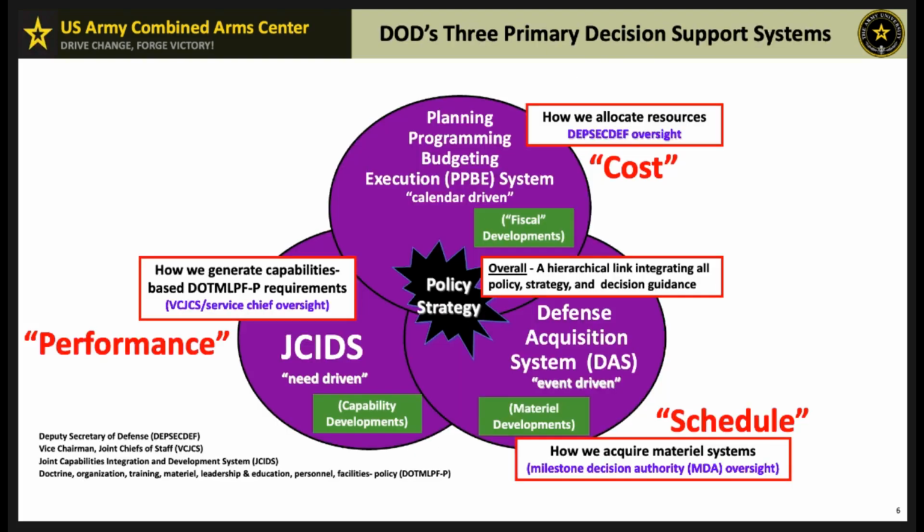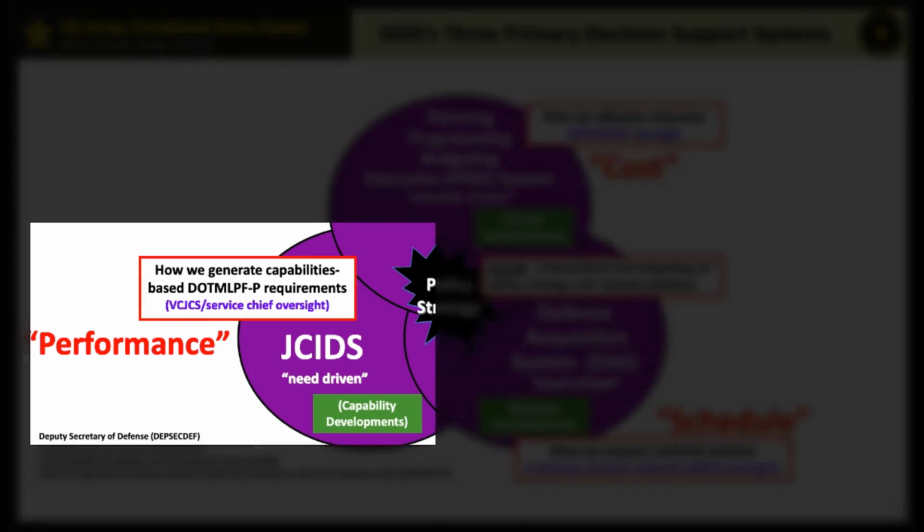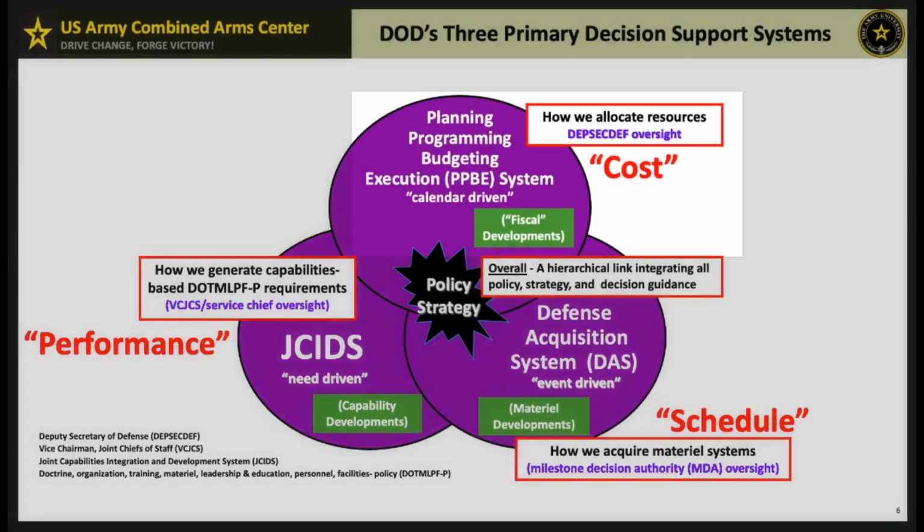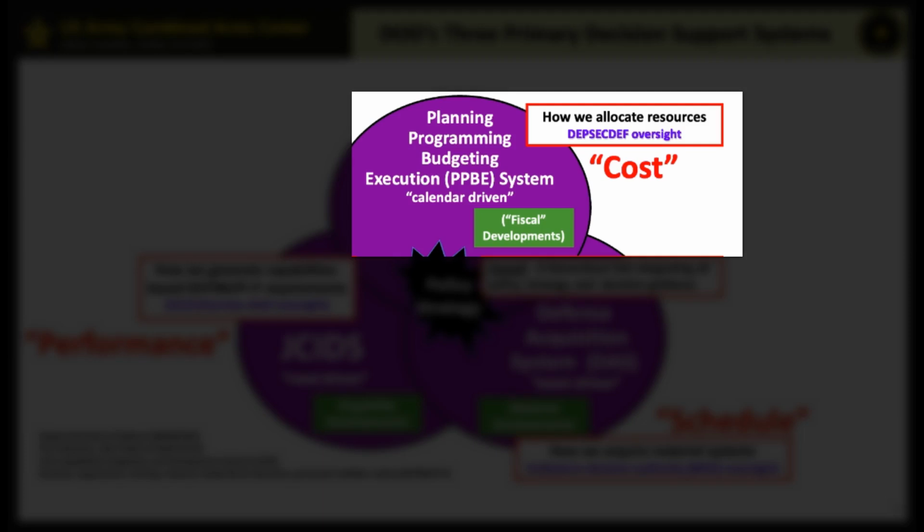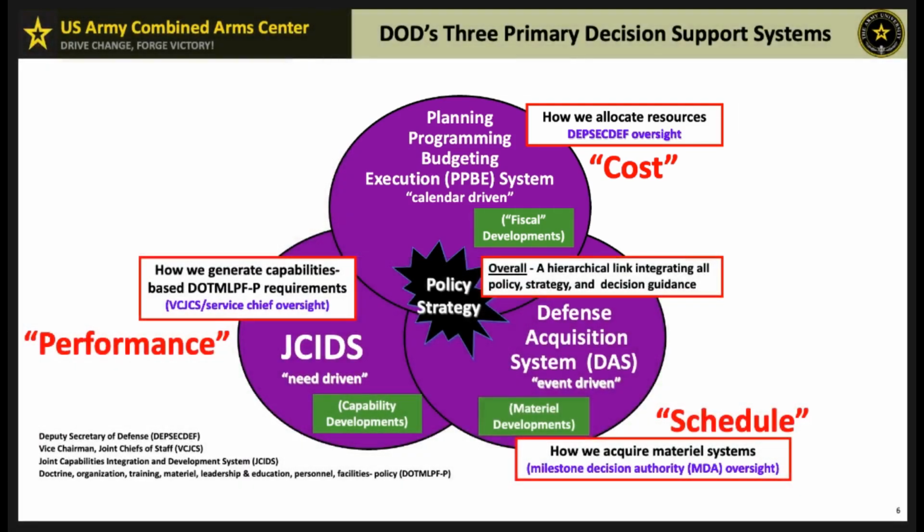So you've seen this diagram before. Now think about how these DoD decision support systems are intertwined and interdependent. Note how the APB, performance, cost, and schedule labels have been associated with DoD's 3 primary decision support systems. Performance is tied to capability development and the need-driven nature of JSIDS. Costs significantly influence material developers and the program managers, something we'll look at closer in F107 PPBE.